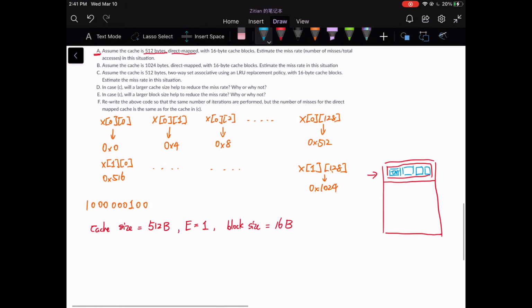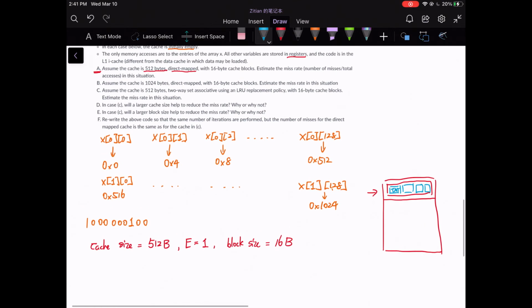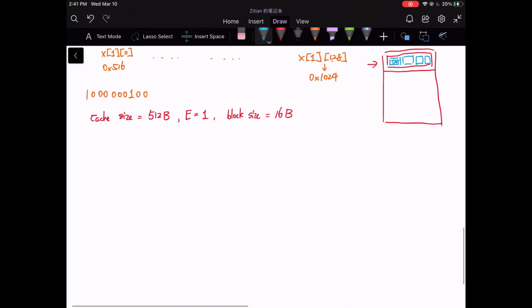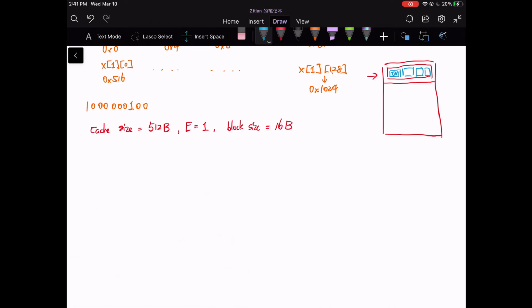Let's do the first question. Estimate the miss rate. This is an interesting question. Since the cache size is 512 bytes and the block size is 16, we know the number of sets is equal to 512 bytes divided by 16 bytes, that's equal to 32. Let's refer back to this tag, index, offset.